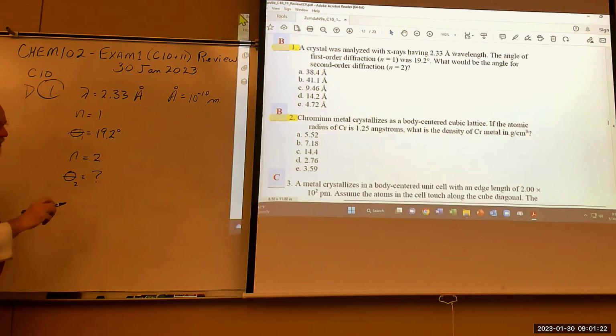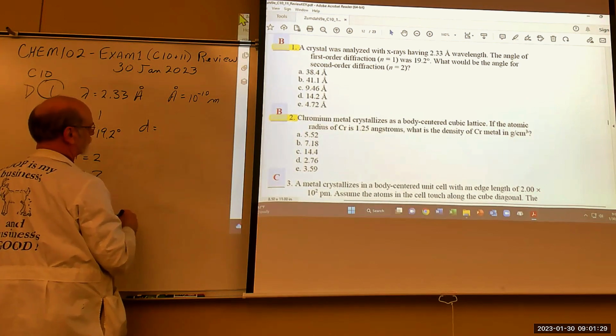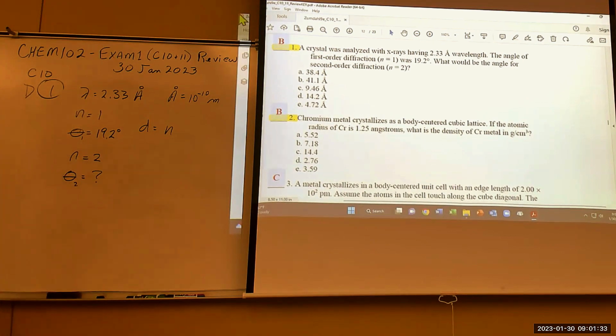So what's the Bragg equation? Remember? D equals what? N, right? Is it 2 angstroms? That information is useful at the end of your document. You don't have to memorize it. You just have to recognize it. Where's that? There it is. 2D sine theta.